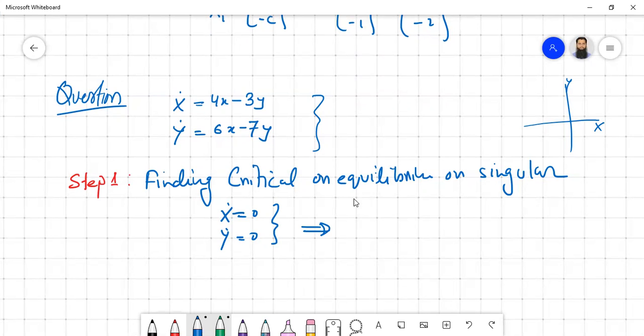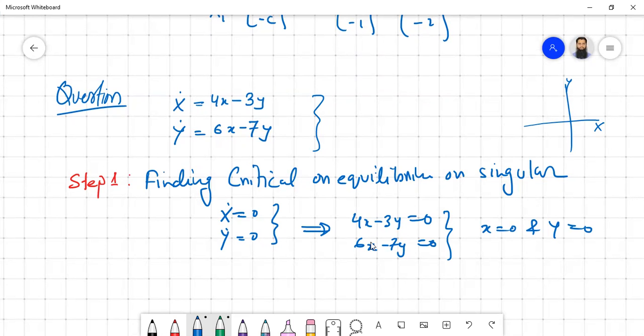From these equations, 4x minus 3y should be equal to 0 and 6x minus 7y should be equal to 0. Now if you try to solve this, we find only one solution that satisfies both equations: x equal to 0 and y equal to 0. So 0, 0 is the equilibrium point for this particular problem. This is the first step, finding the equilibrium point.